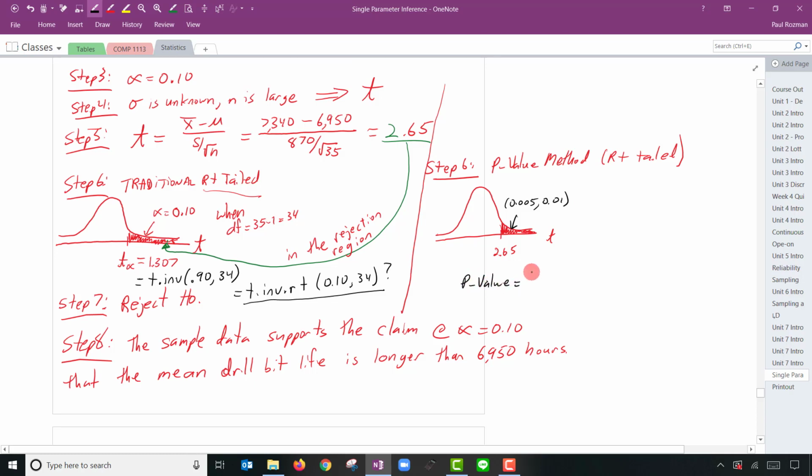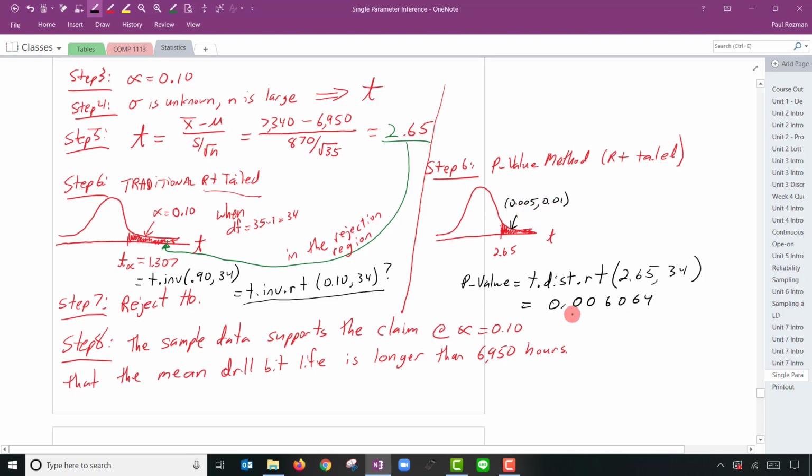Or I know that there's a right for the T.DIST function, T.DIST.RT. And we'll just go to the right of 2.65 with 34 degrees of freedom. And Excel will give us the value. In fact, it turns out to be 0.006064. And you can see that that number is in the range that we predicted it to be in.